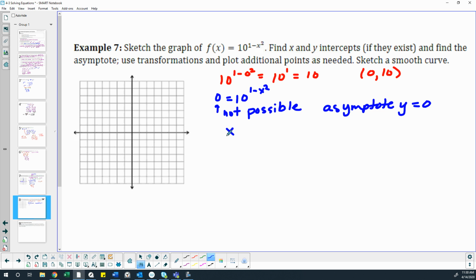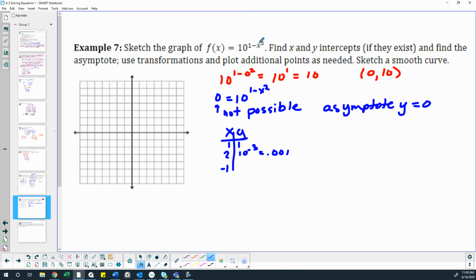All right, if we go ahead and plug in some other points, just by plugging in x values and getting out y values, let's plug in 1. 1 minus 1 squared is 10 to the 0, which is 1. Let's plug in 2. 10 to the first power minus 2 squared, so that would be 1 minus 4. So that would be 10 to the negative 3 power, which is 0.001. So teeny tiny number.